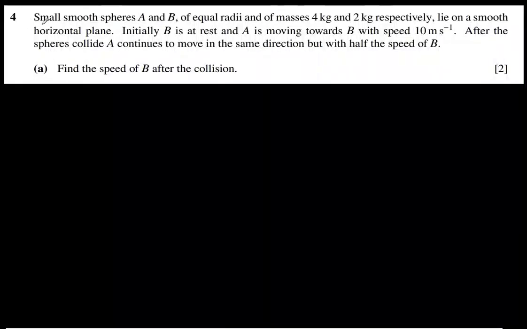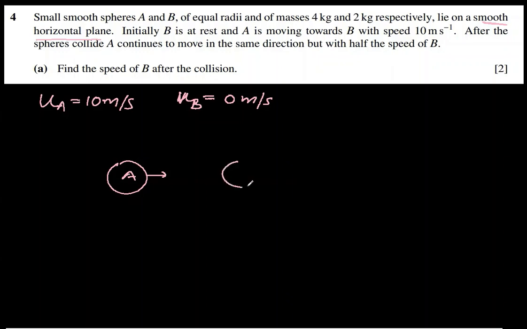Question 4. Small smooth spheres A and B of equal radii and of masses 4 kg and 2 kg respectively lie on a smooth horizontal plane. Smooth horizontal plane means there is no resistance to them. Initially B is at rest, so let's call it initially, UB is equal to 0 meters per second. And A is moving towards B with a speed of 10 meters per second. So UA is 10 meters per second and A is going towards B.